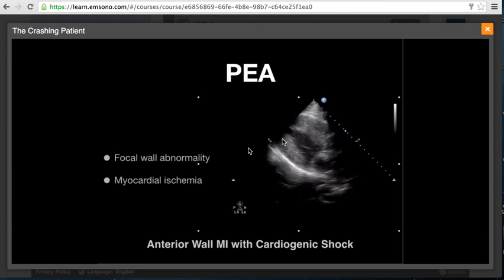The patient has good movement of the LV posteriorly, but the entire anterior wall was not moving. It was not thinned, making us think that this was from an old infarct. So our suspicion was that this patient had a large anterior wall MI.